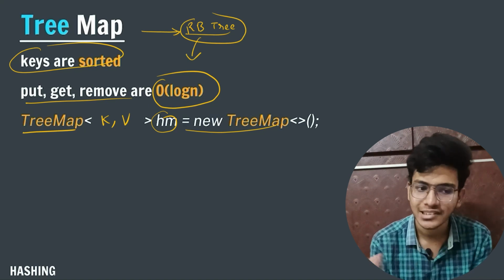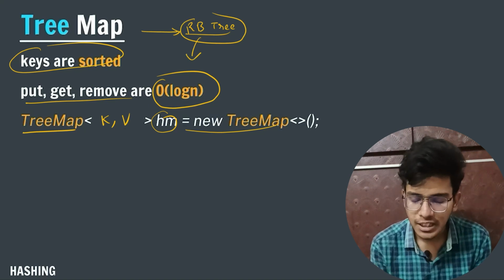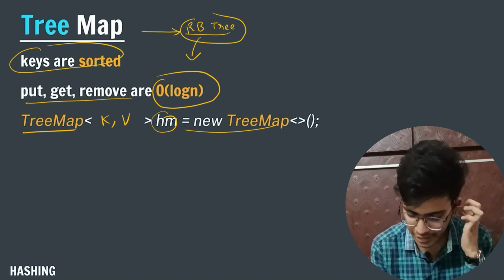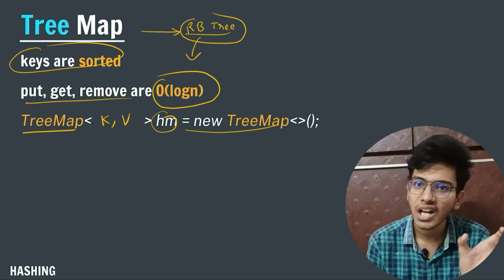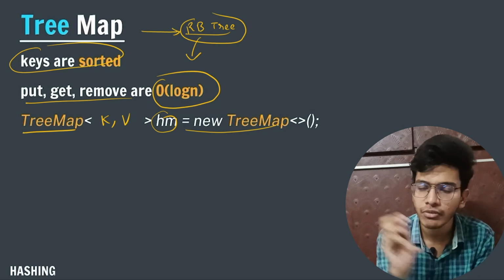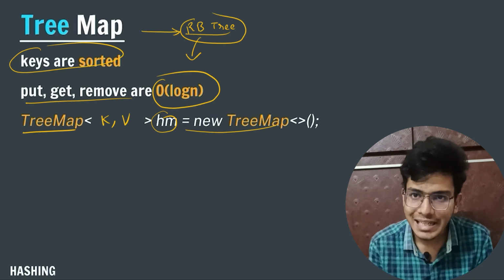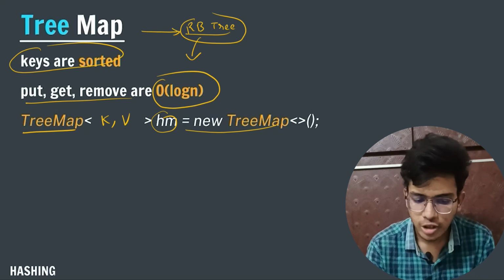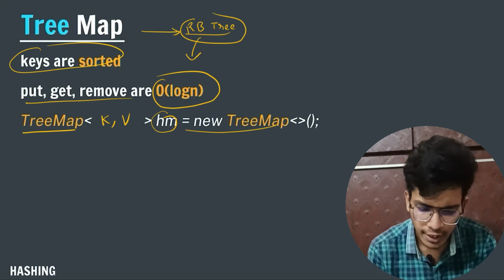And the property you need to remember when you hear the name tree map is that keys are sorted in ascending order. Keys are basically sorted, and insertion will also happen based on key priority. So I will show you what the meaning of priority is. Let me show you the code.